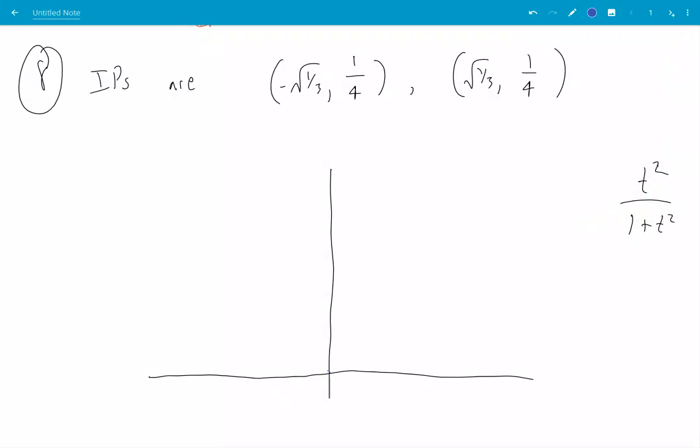Okay, so I got a min at the origin, 0, 0. Then I got this root a third, and these ugly numbers here. What is root of a third? Who cares? What's more important is the horizontal asymptote. So it's over here, and it's also over here.